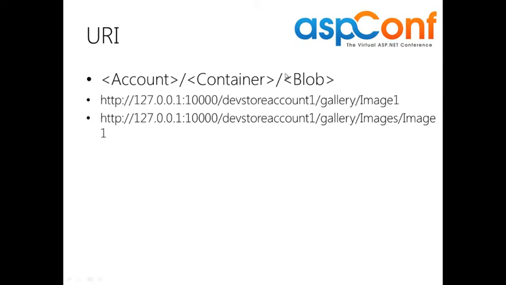And I added this example here to show that you can have the same account, and gallery is the container, and you can have a blob name with slashes in it to make it look like there is a hierarchy of folders, but in fact that's an illusion. The container is gallery and the blob name happens to have a slash in it. So there really is no hierarchy. You can only have one level of containers. You cannot have containers within containers.